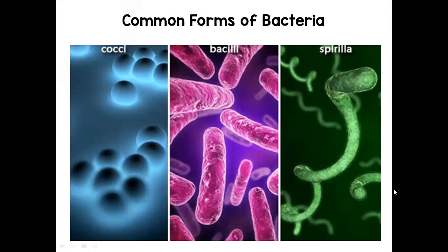We have the bacillus or the bacilli. We have the rod shape, look up. And then we have the cocci, a spherical shape. And we have the spirilla. It has a corkscrew shape. They can either be alone or in groups.